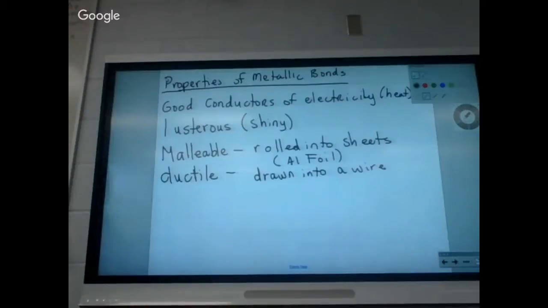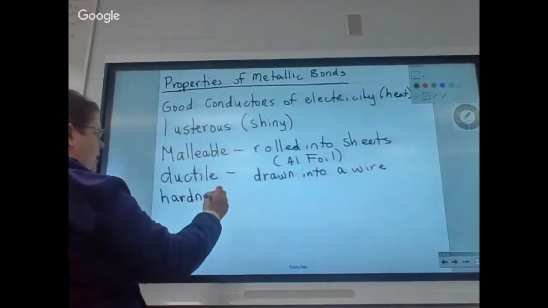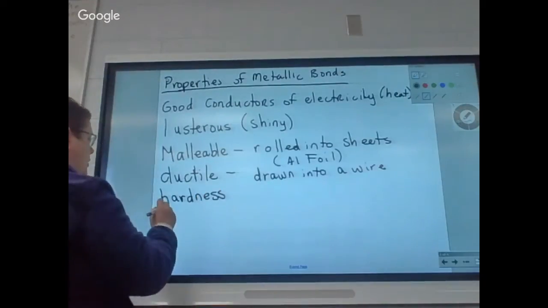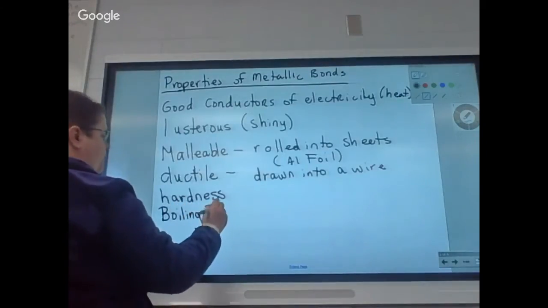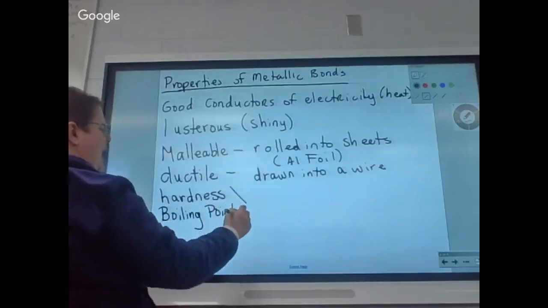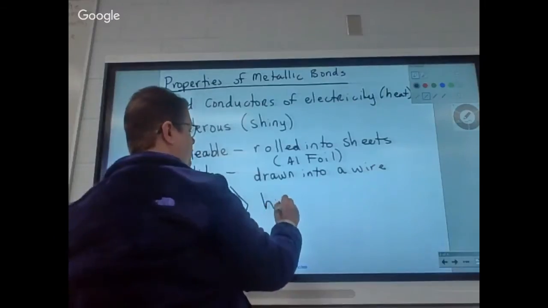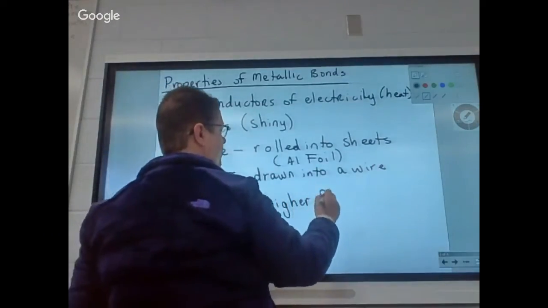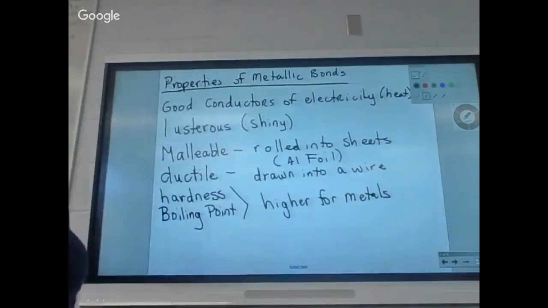Now, these are all typical metal properties that we use. We can also talk about hardness, which somebody yelled out, which is great. We also want to talk about boiling point, which is part of our lesson for today. Now, these are going to be higher for metals than ionic or covalent. So how are we going to know that?